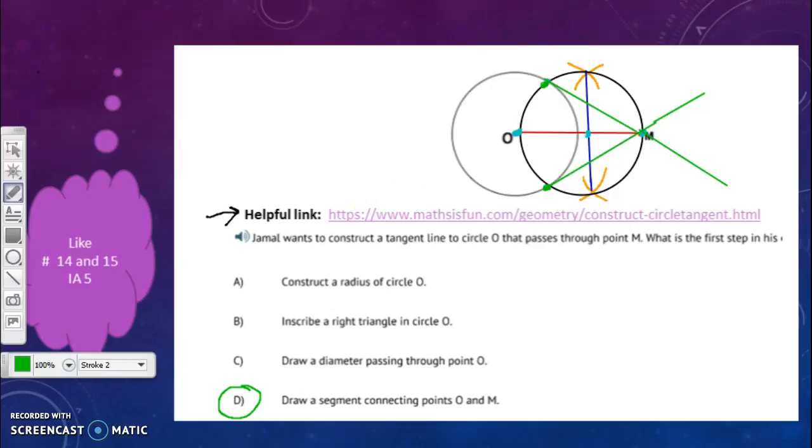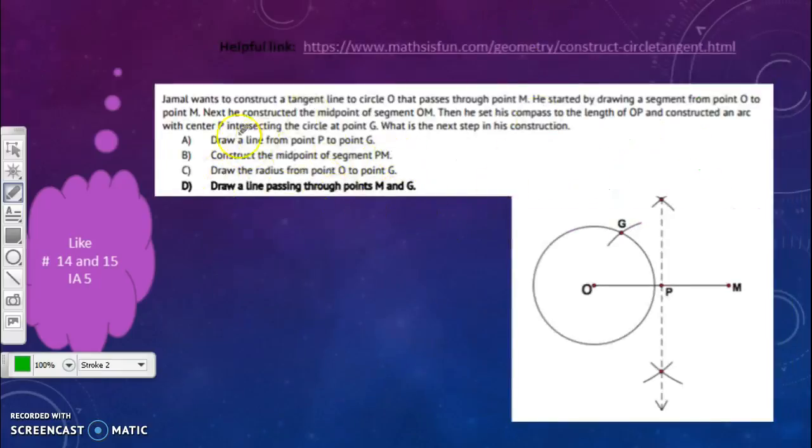I have one more problem that's like number 14 and 15 that I want us to do. Jamal wants to construct a tangent line to circle O that passes through point M. So we've got the same situation here. We've got circle O. He wants to draw a line tangent to point M. So the first thing he did was draw a line from O to M. And it says there that first he drew a segment from point O to point M. Next, he found the midpoint of segment OM, and he called it P right here, where I just marked with green. And he set his compass the length of OP and constructed an arc with center P intersecting the circle at point G. That's going to be this point here, point G.